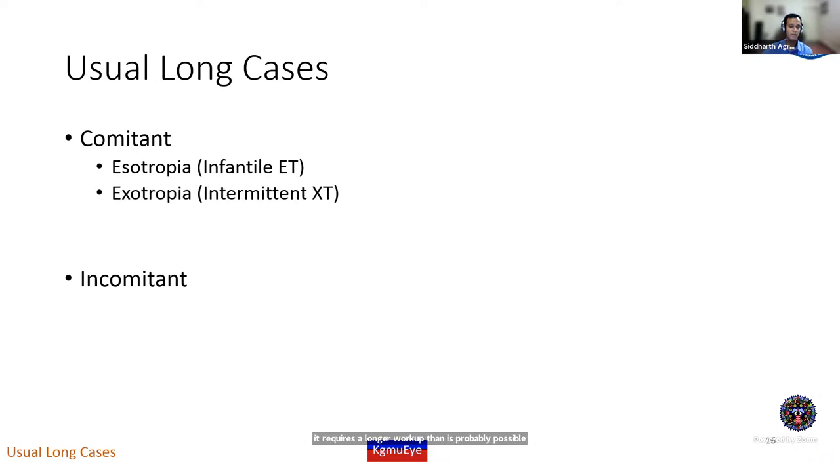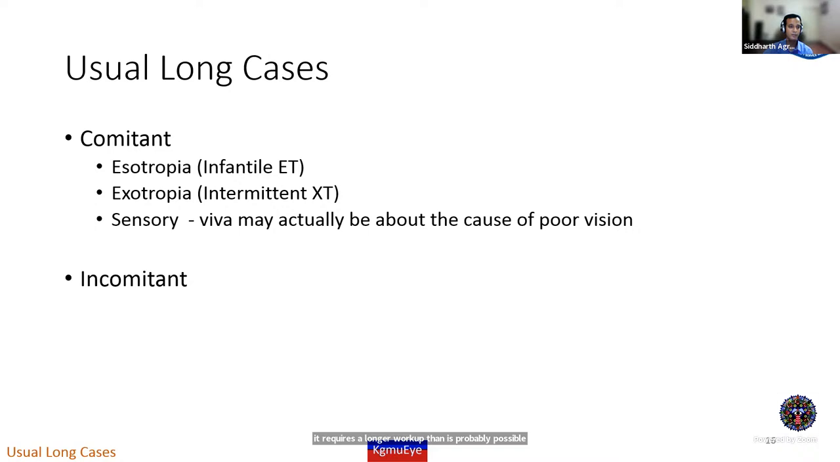Now, exotropia may be intermittent or constant. You may get a sensory deviation. And remember, that while you are preparing for your viva on the strabismus, the viva may actually shift to the cause of poor vision. Like you may have a viva on cornea if the patient is having a corneal opacity, or you may be asked about retinal detachment if the patient has an RD, which has resulted in the deviation.